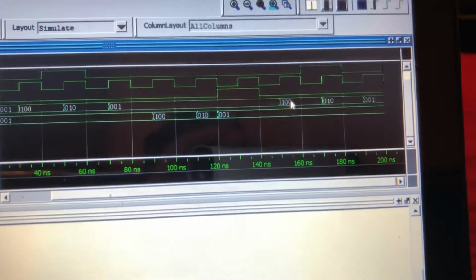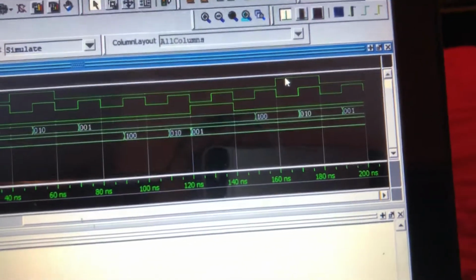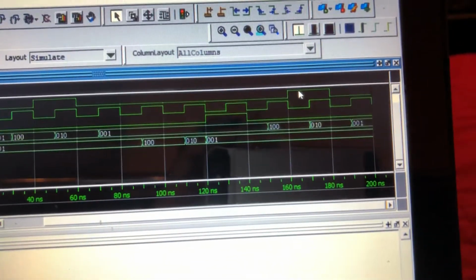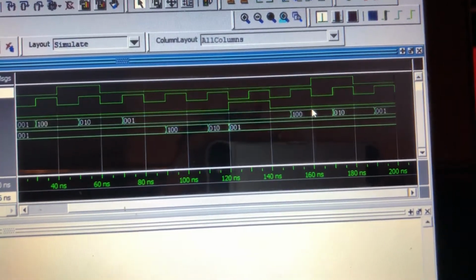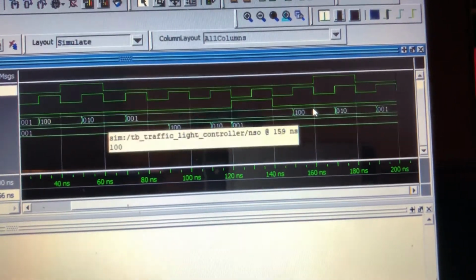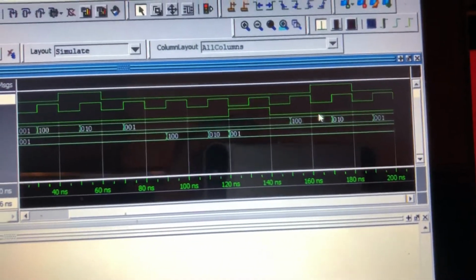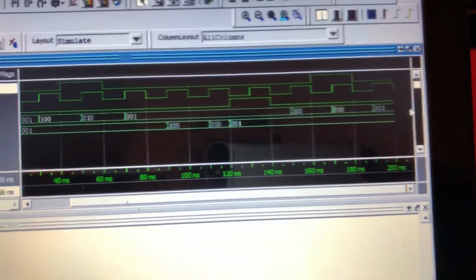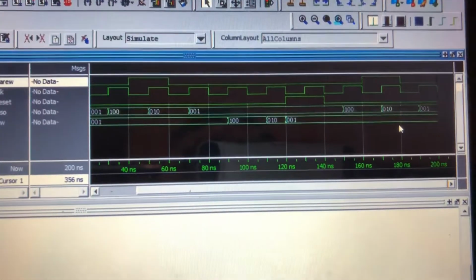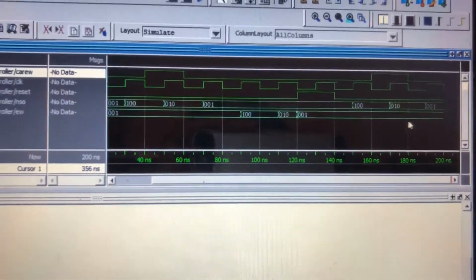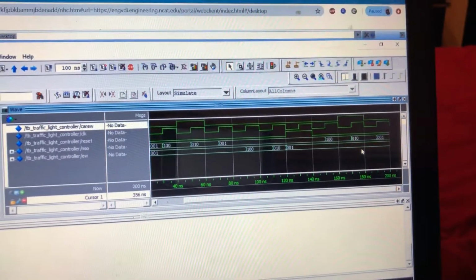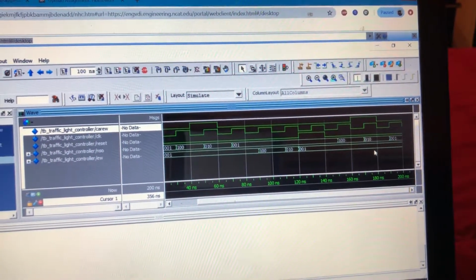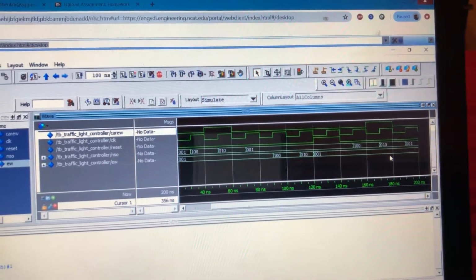It's going to stay green until a car is detected, and the car is detected here, meaning car is equal to 1. Our sensor is equal to 1. So then our north-south direction is going to transition from green to yellow to red, so our east-west direction can go. And that is an example of the problem 14.3 for homework 8.